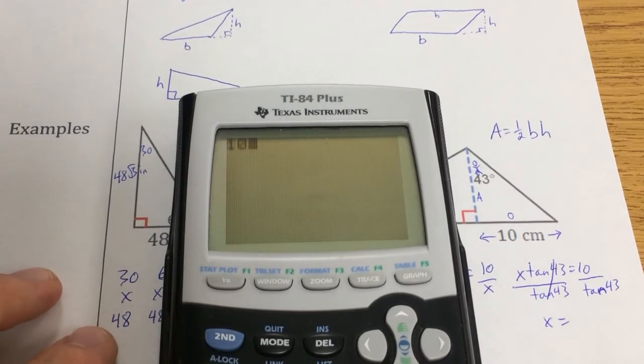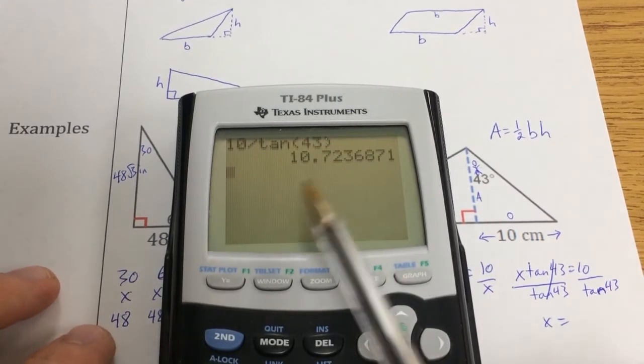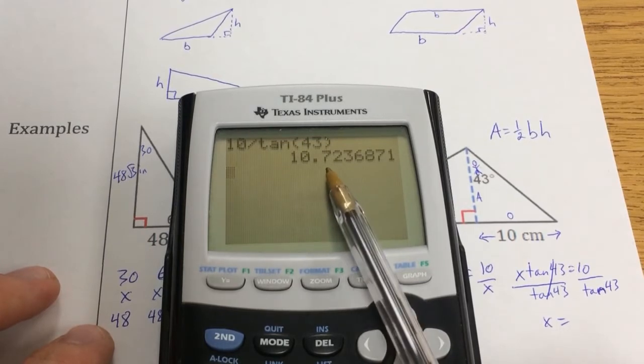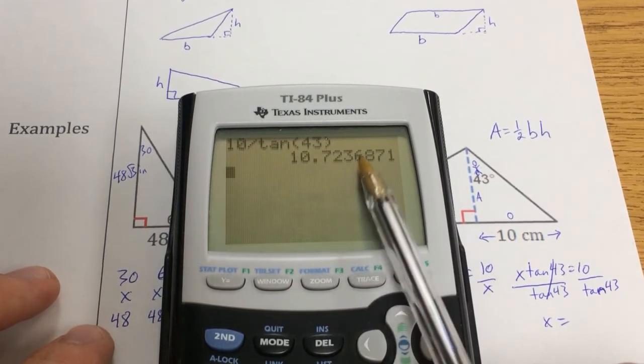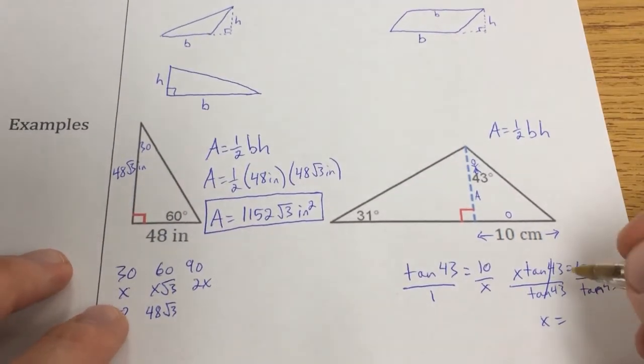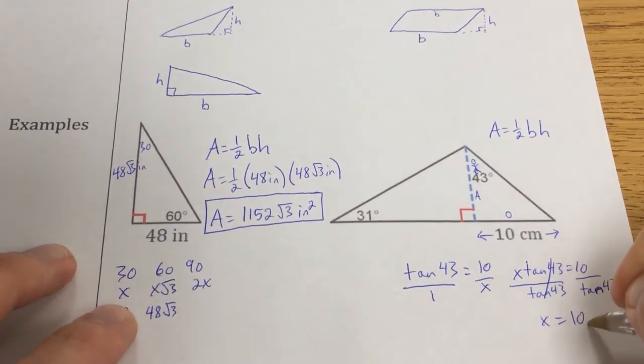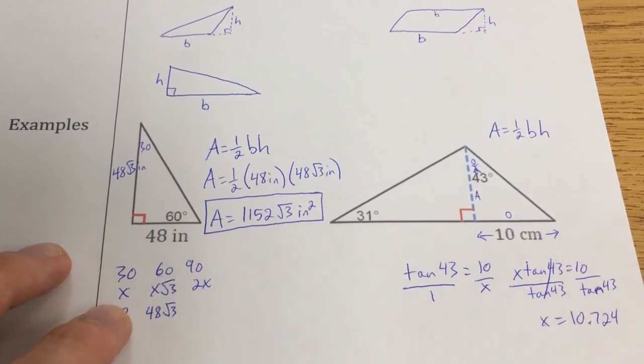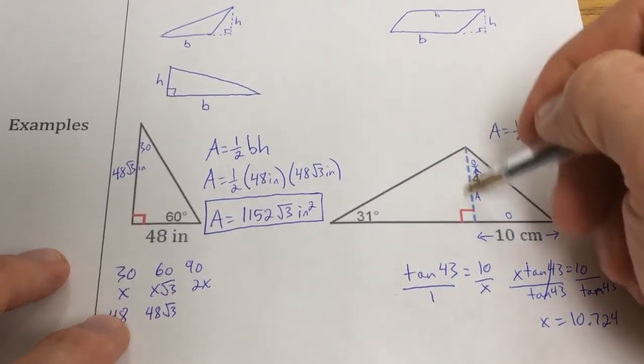So we have 10 divided by tangent of 43, and that would get us 10 point all this stuff. I'm going to round this number to the thousandths place, the third decimal place, and you'll see why later. All my intermediate values to the nearest thousandth. So 10.724 is what it would be, rounded. And that would be my height.